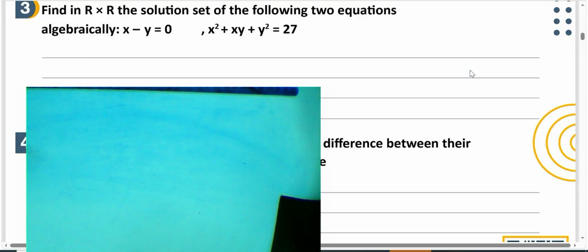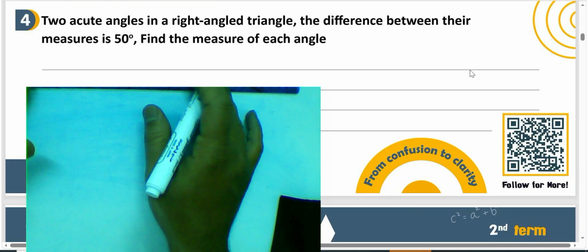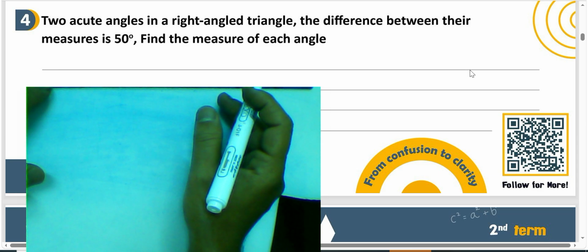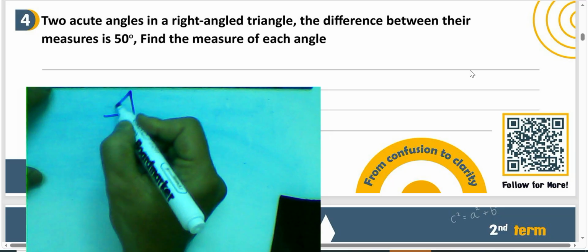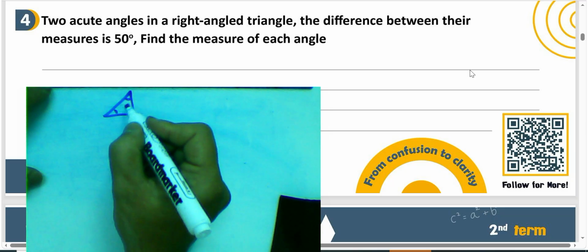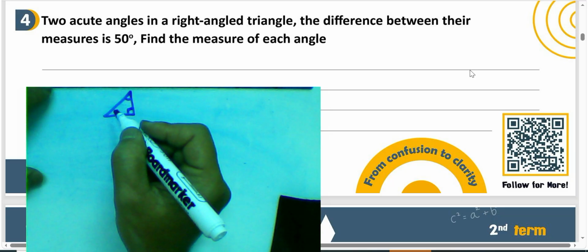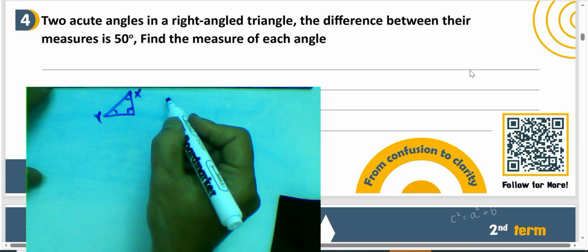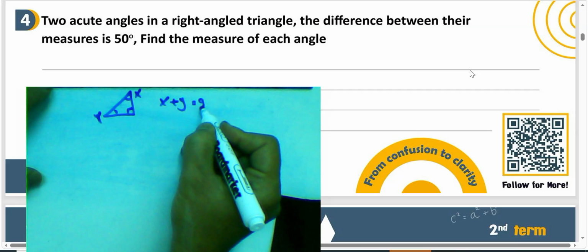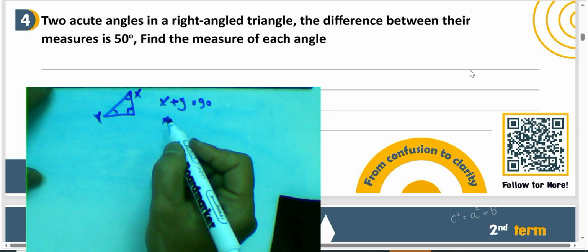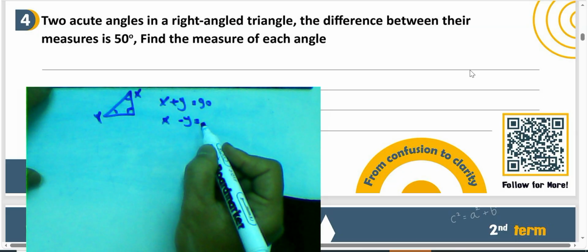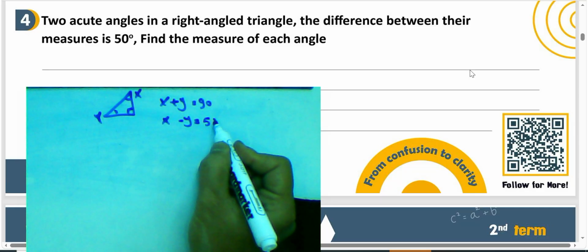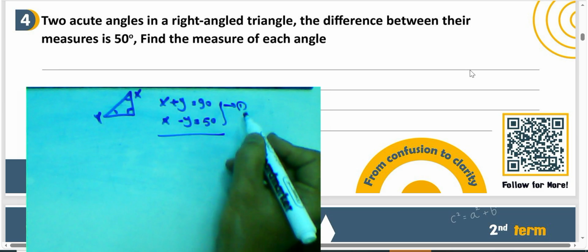Understood? Next question. Two acute angles in a right angle triangle. The difference between their measures is 50 degrees. Find the measure of each angle. We know in a right angle triangle, the two angles here we call complementary angles. The sum of the two angles equals 90 degrees. Put the first x and y. Then x plus y is 90, and he gives me the second relation. The difference between them equals 50 degrees.